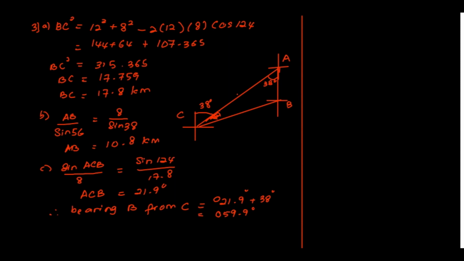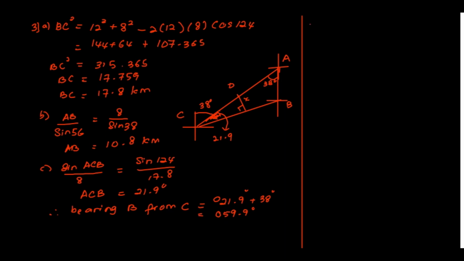Okay, so next for D, you need to find the shortest distance D from BC. Let's say D is here. Then to find the shortest distance, it should be 90 degrees. Here this is 90 degrees. Let's say this is X, and this angle just now is 21.9.